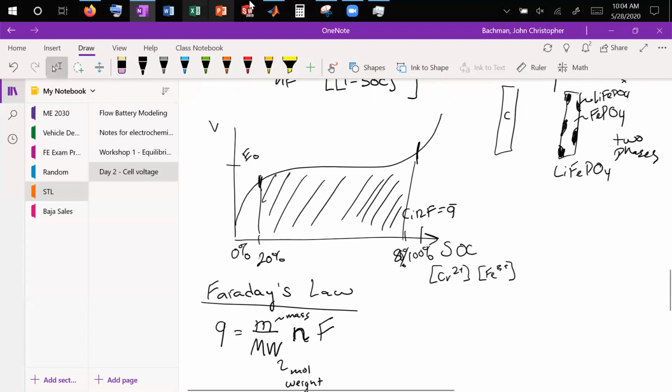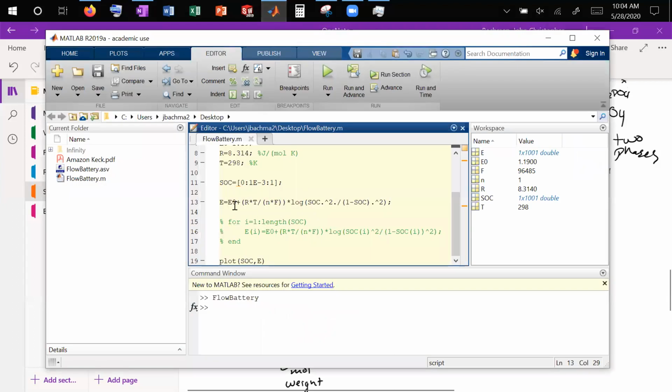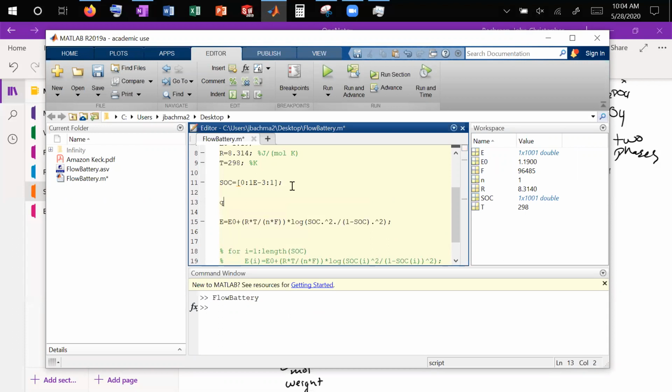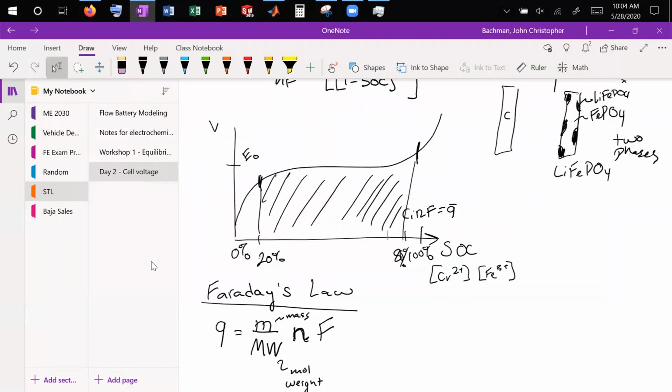So let's see if we can estimate our energy density for this cell. Our Q is going to be equal to, we said, 1 mole per liter, times n times F. And what we need to do is, you imagine right now we have this data, but it's all discretized.